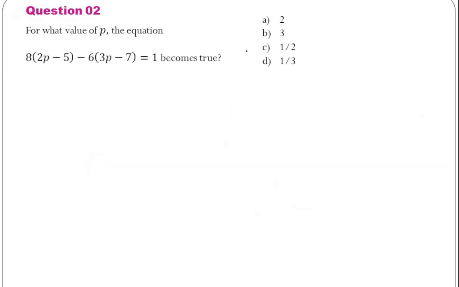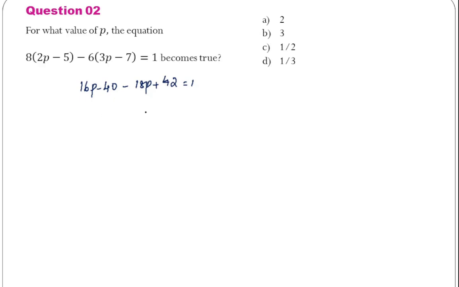Shall we move on to the second question? For what values of p does the equation become true? We can just distribute 8 into p minus 5. So 16p minus 40, minus 6, and distribute 6 with 3p minus 7. So 18p plus 6 sevens are 42, equal to 1.